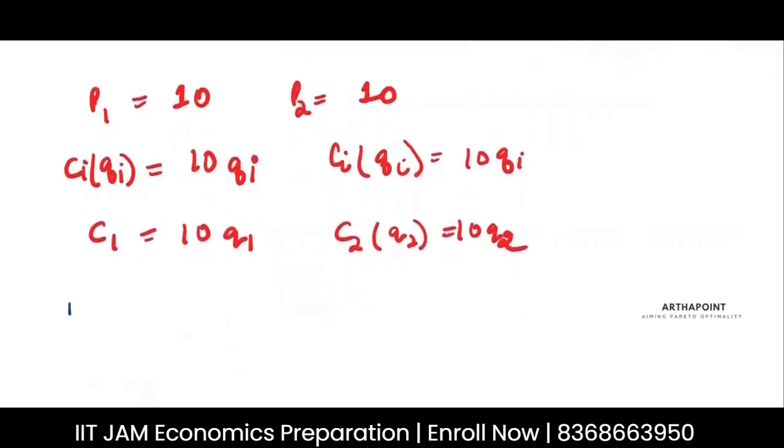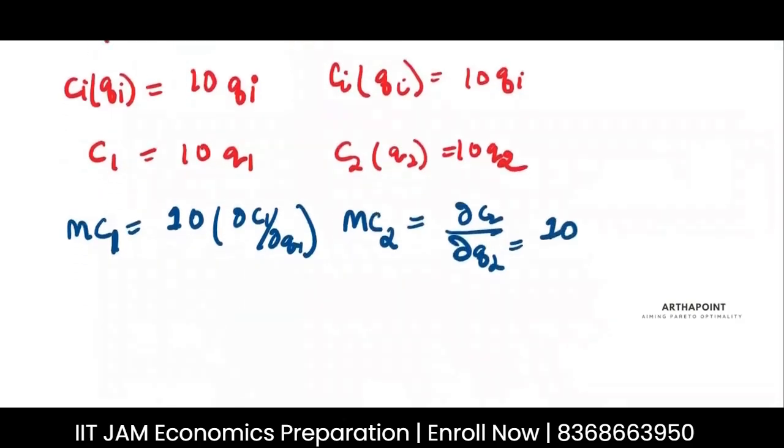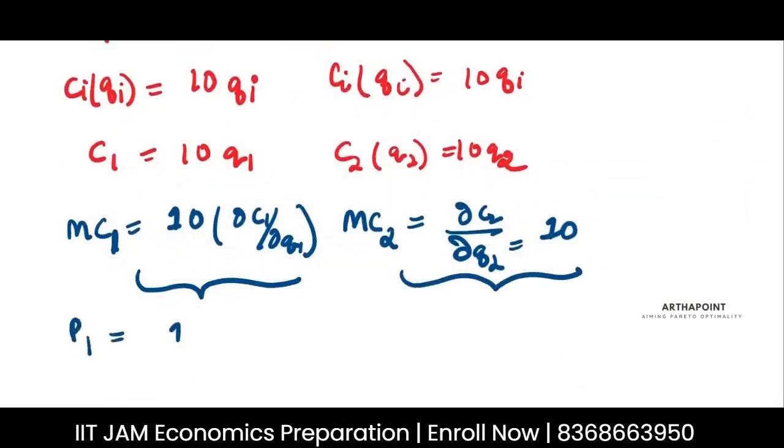What is the marginal cost? Marginal cost is 10 for firm 1. What is this? This is nothing but how cost changes when output changes. What is marginal cost of firm 2? How cost changes when output changes. This is also 10. Now imagine the cost of producing an additional unit is 10 for both the firms. The price that firm 1 charges is 10. The price that firm 2 charges is also 10.